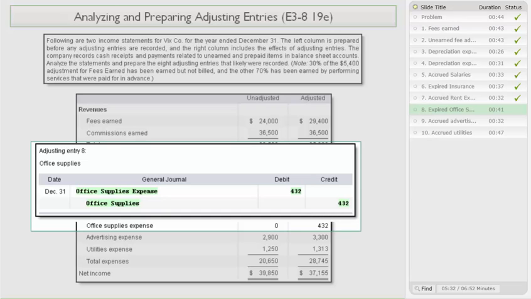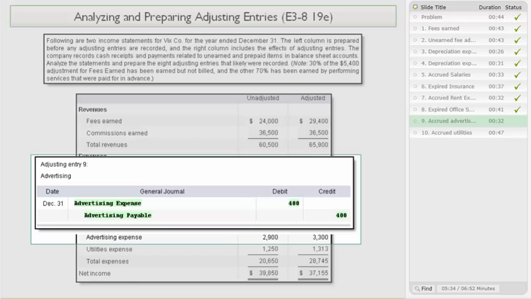The next line item down is advertising expense, and we see there was a $400 increase from $2,900 to $3,300. The most likely reason for that change would be an adjusting entry to record advertising expense incurred that has not yet been paid. So we record accrued advertising by debiting advertising expense of $400 and crediting advertising payable in the same amount.